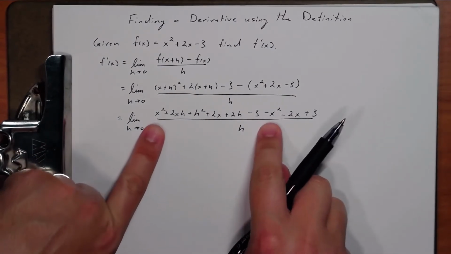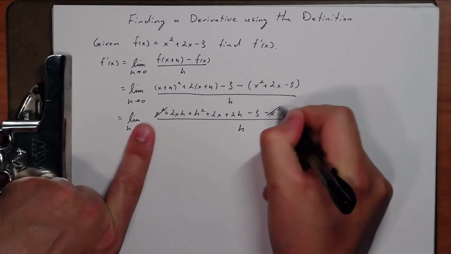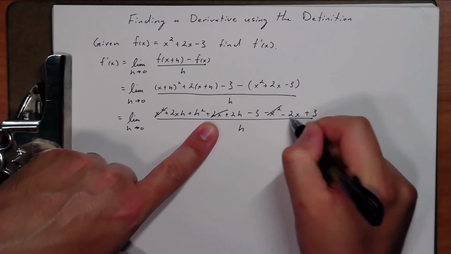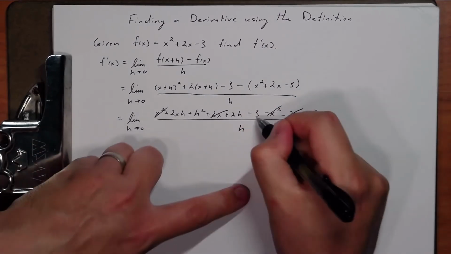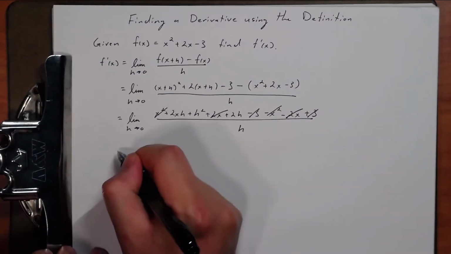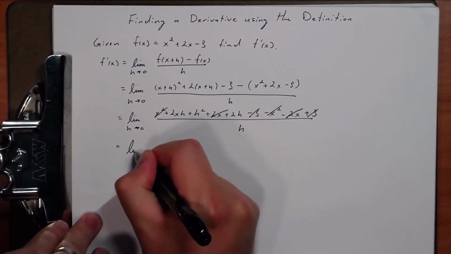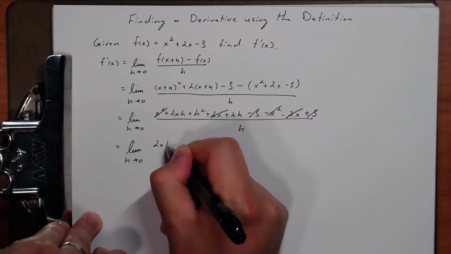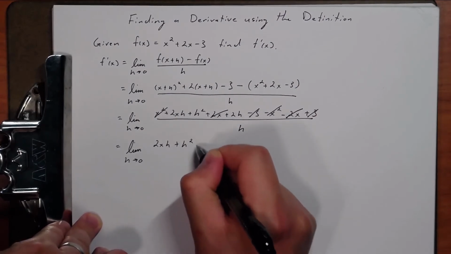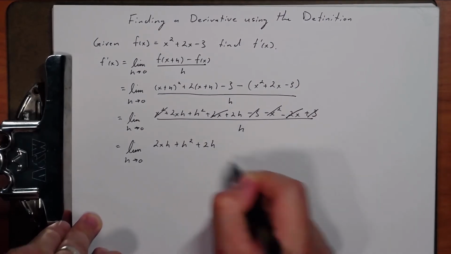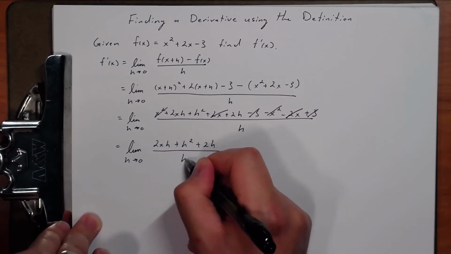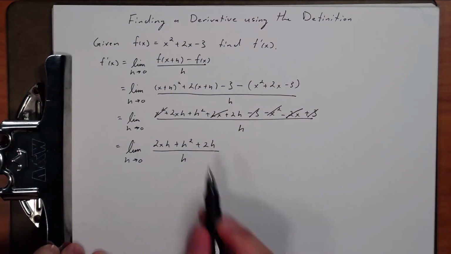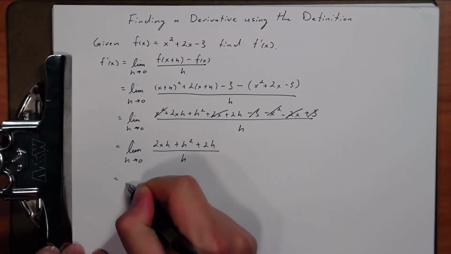Note, x squared minus x squared, those add to 0. 2x and negative 2x, those also add to 0. And negative 3 and 3, you get the idea. So now, once I've done that algebraic step, I have 2xh plus h squared plus 2h, quantity over h. Do note now, it's very clear, we have h terms in all of these, so we can factor out that h.